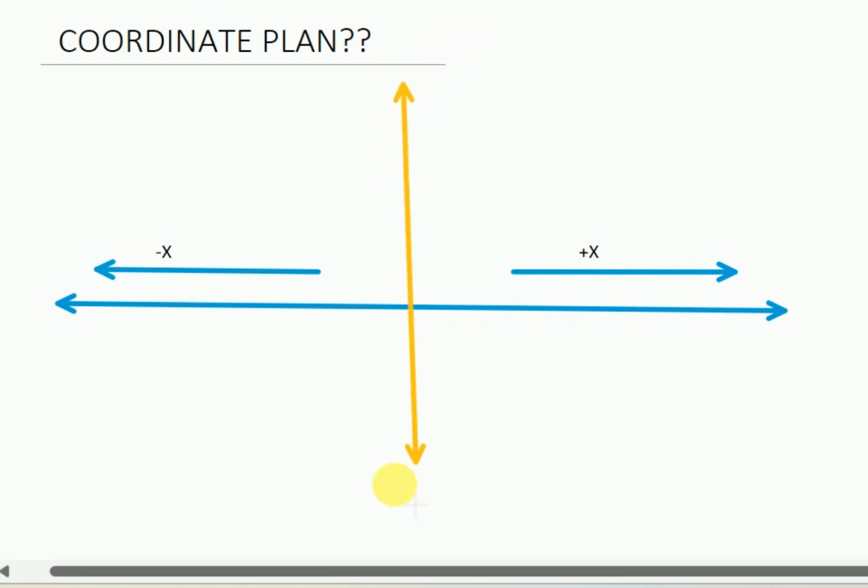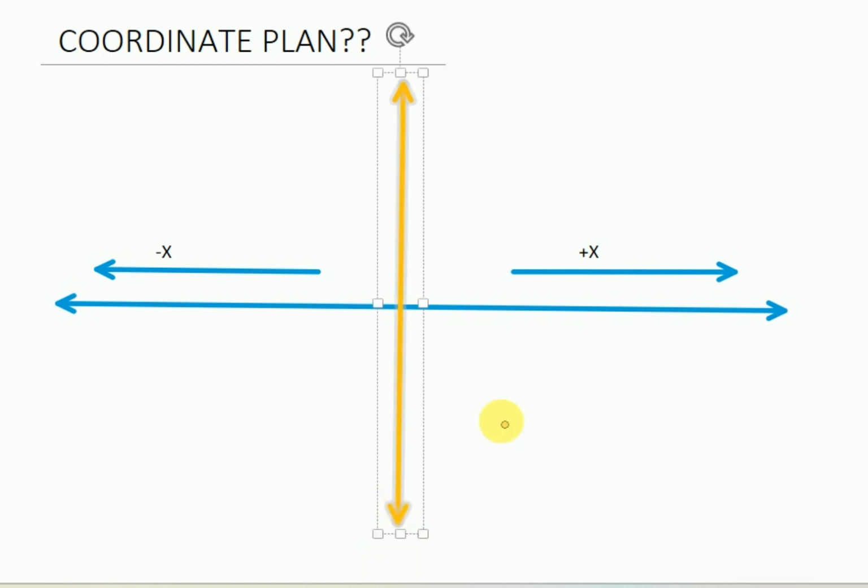This orange line is drawn for the y-axis, which is vertical and perpendicular to the x-axis. Here, the upper side conveys positive values of y, and the lower side conveys negative values of y. Now we get an intersecting point of both axes.